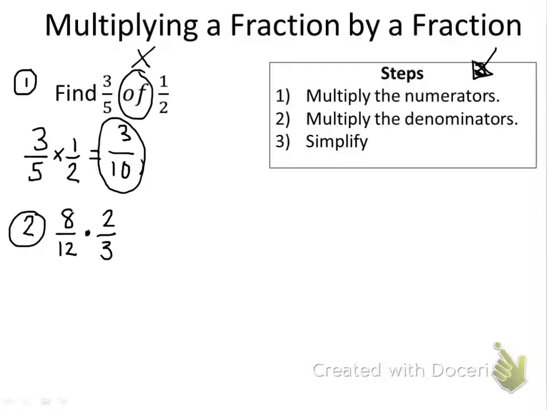That's it. Okay, let's do number 2. We have 8/12 times 2/3. So we multiply the numerators. 8 times 2 is 16. And then we multiply our denominators. 12 times 3. Well, 2 times 3 is 6, and 3 times 1 is 3. So we have 16/36.